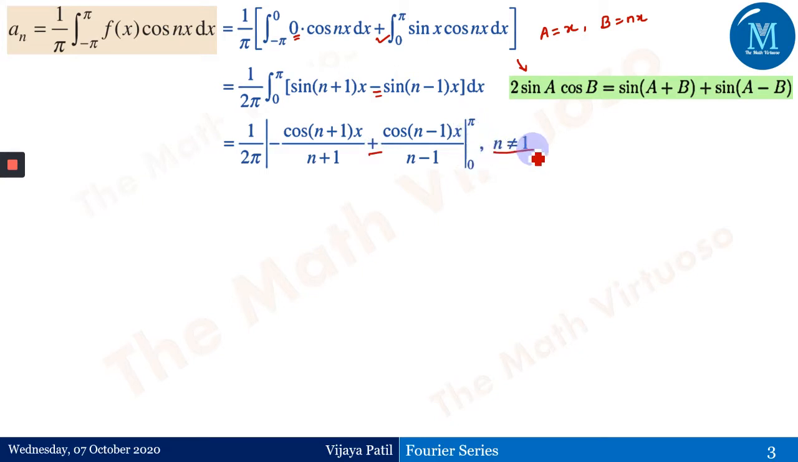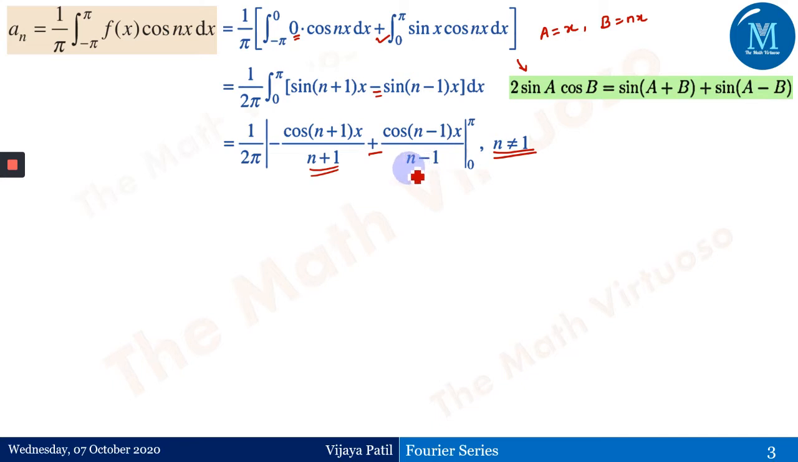Now why has this condition come into the picture? Every time I need to write down n not equal to 1, because if we see the denominator here, this doesn't matter because it's n plus 1, but what will happen here if it is n equal to 1 for this particular thing?